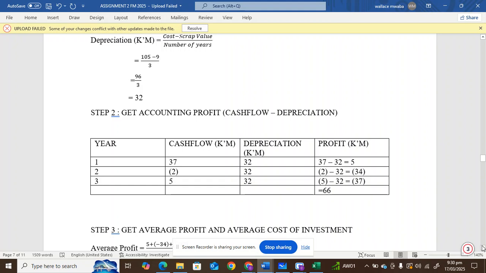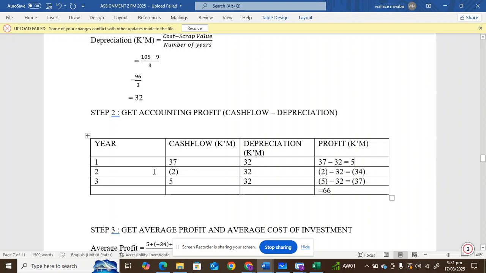Step two, we need to get our accounting profits for each year. Accounting profit is basically your cash flow minus depreciation. So in year one, for project one, we expect to receive 37 million. The depreciation is 32 million. So we say 37 minus 32, our accounting profit is 5 million.